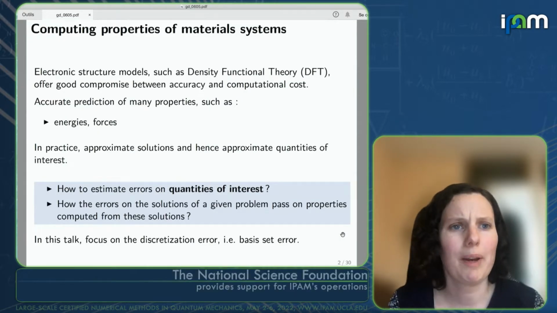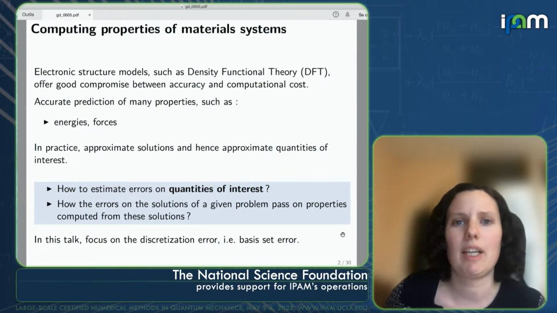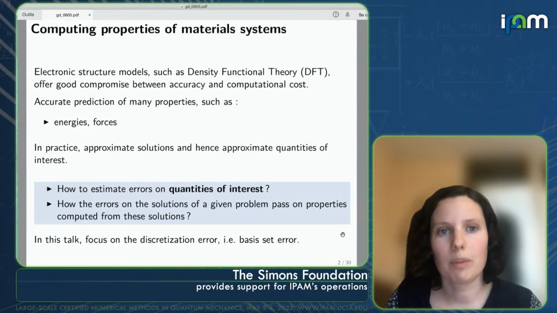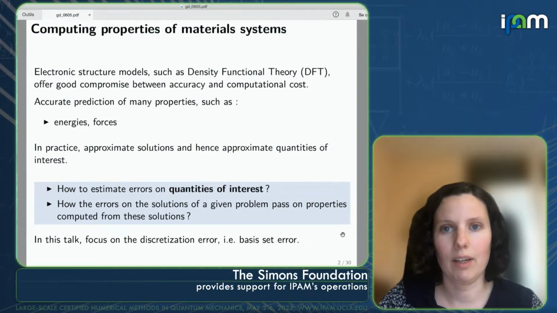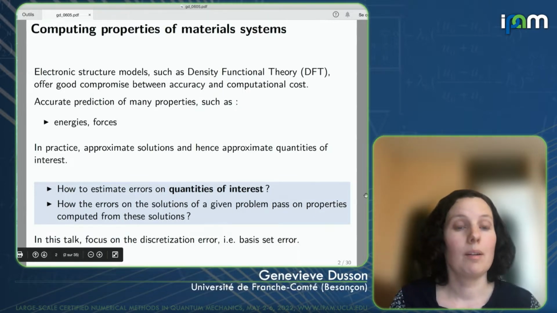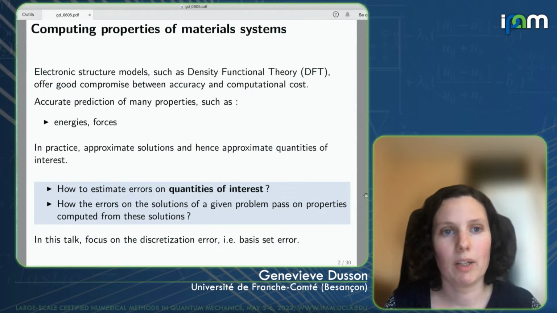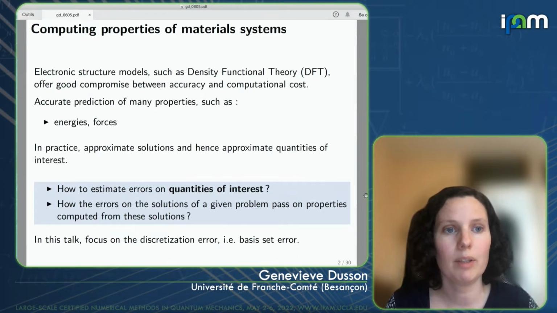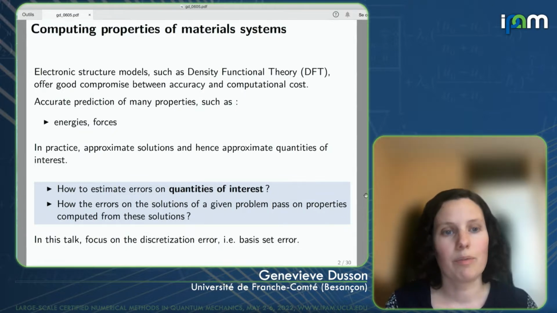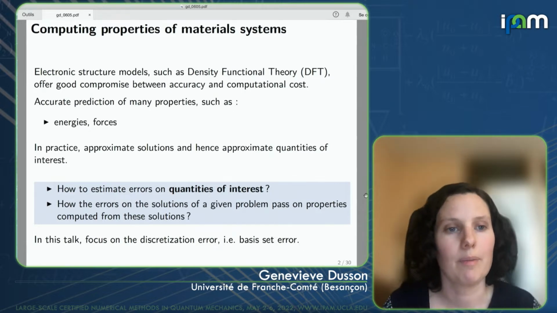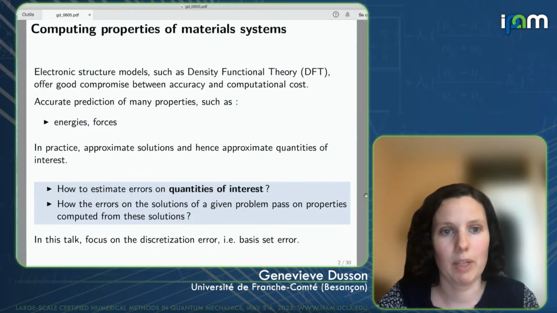As you're probably all aware, electronic structure models, such as density functional theory, are widely used as they offer a good compromise between accuracy and computational cost when it comes to simulating molecular and crystalline systems. Among others, these models offer an accurate prediction of many properties, starting with energies and forces that would be put, for example, in molecular dynamics simulations.